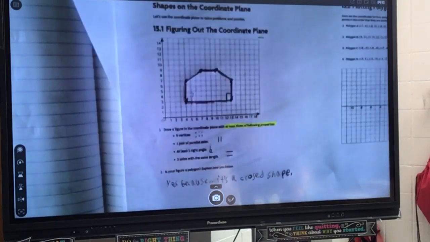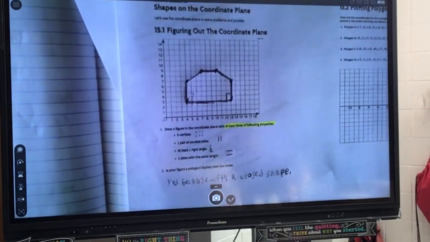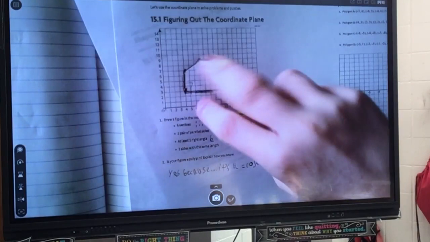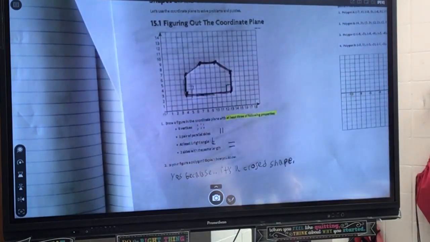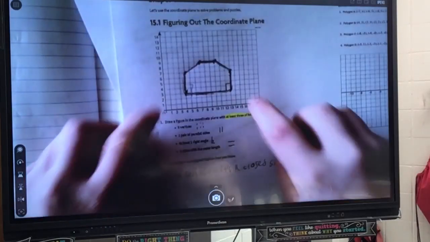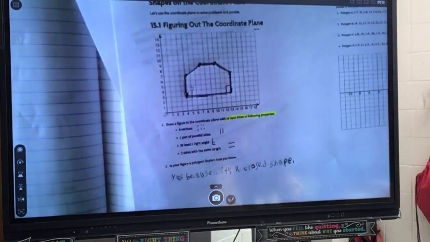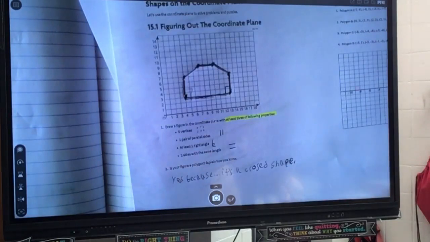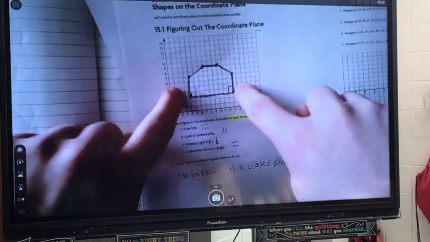So what was your criteria? I picked all four. Nice, okay. I have 6 vertices right here, here, here, here, and these two here. Perfect. And then I have 2 pairs of parallel sides, 2 here and 2 up top. Perfect. And then I have 2 right angles right here, these corners. Perfect. And then I have the 2 sides that are the same length.